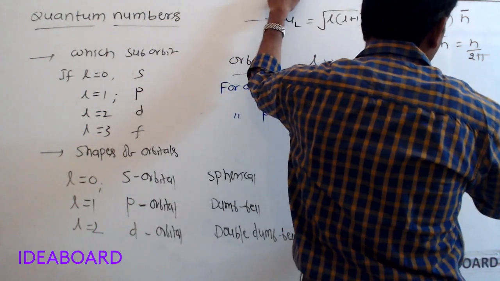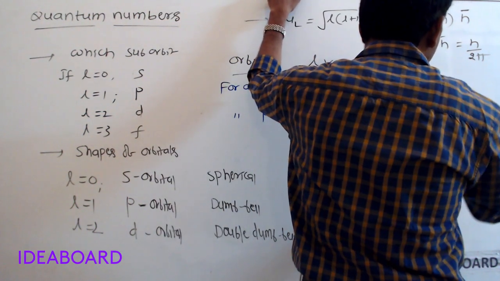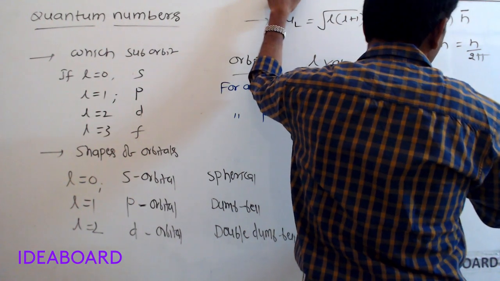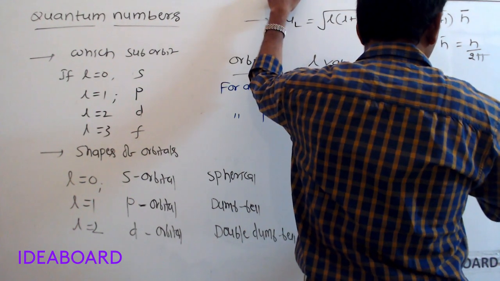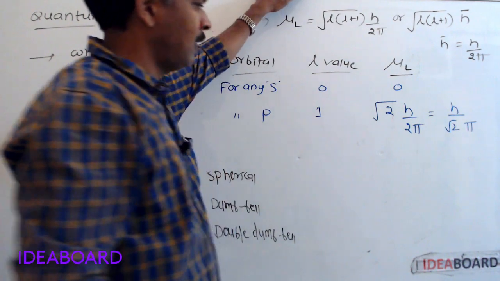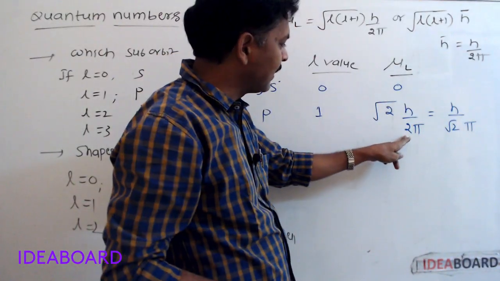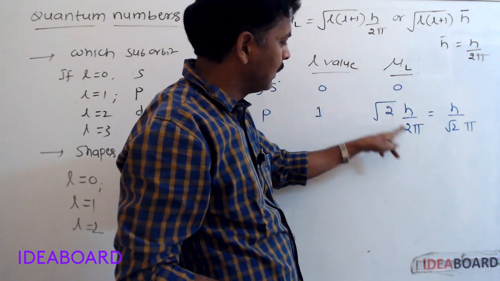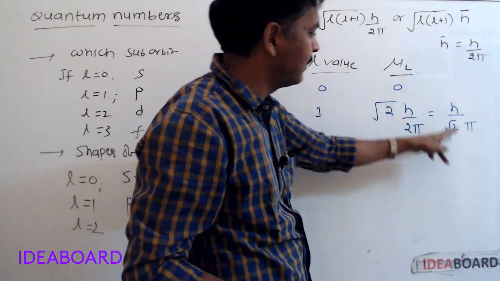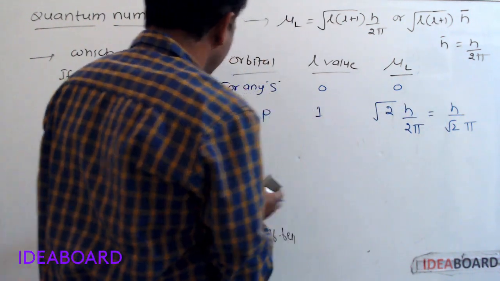Then h by root 2 pi. This 2 can be written as root 2 into root 2. This root 2 will get cancelled. Then h by root 2 pi for any p orbital.